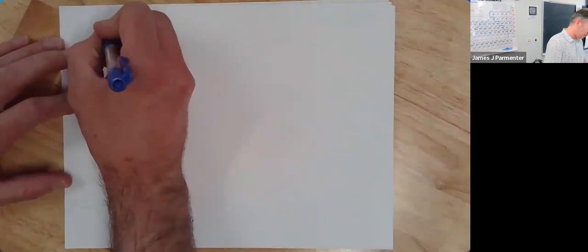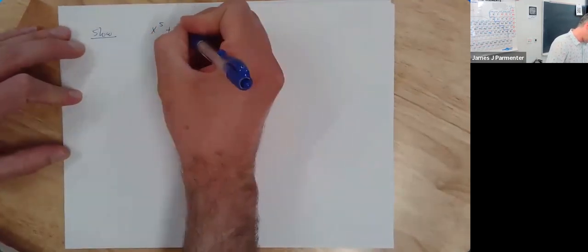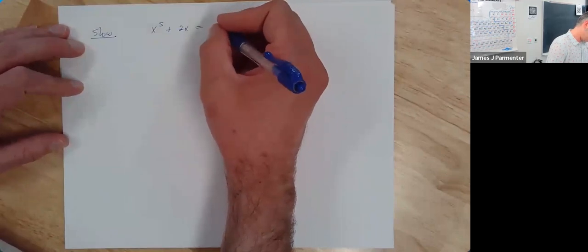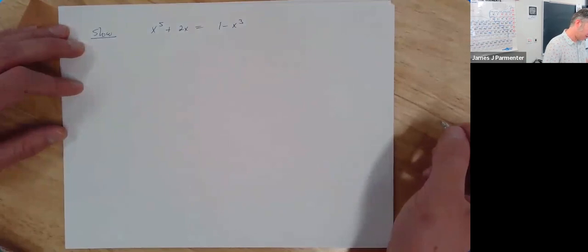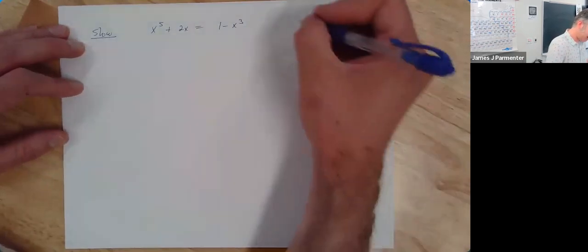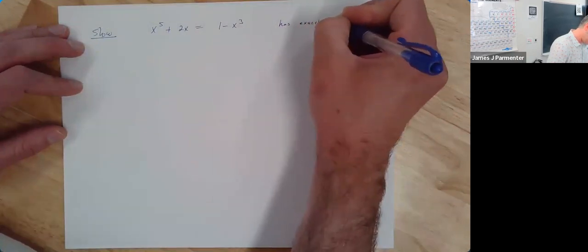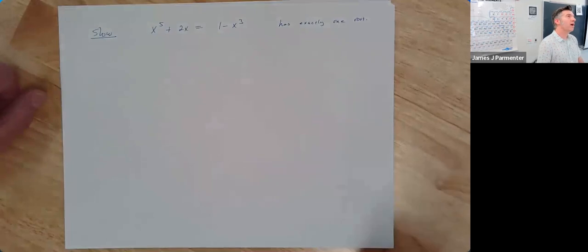Yeah, unique root. So I'm going to show, let's make it something terrible. Sure, fine. Show that x to the fifth plus 2x equal to, I don't know, 1 minus x cubed. Yeah, that seems real awful, James. Has exactly one root. Let me think for a second. Yeah, that should be fine.